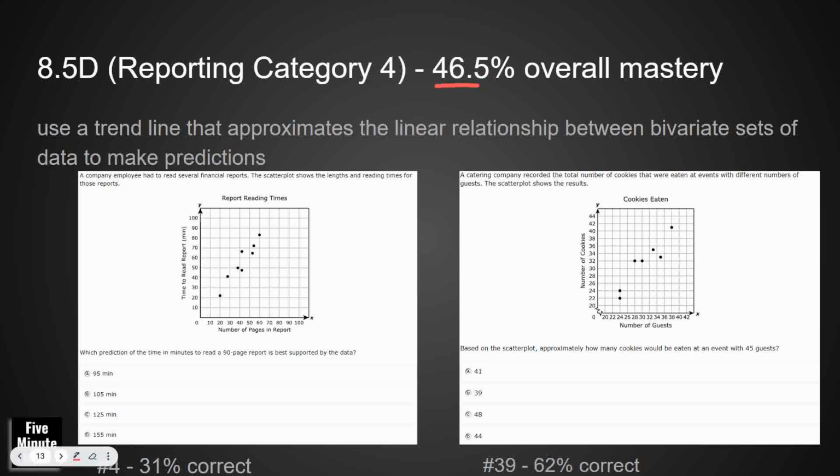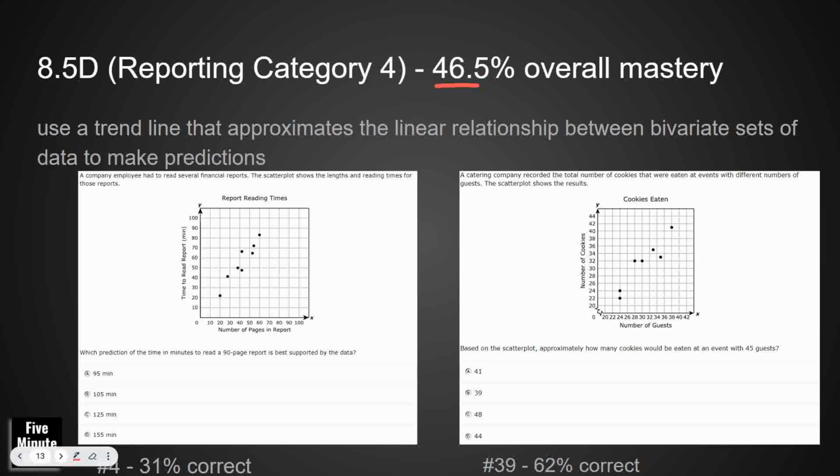We are using a trend line to approximate linear relationships between bivariate sets of data. So what we have here is, on number 4, you see we only had 31% correct. So that was the hard one. On 39, we did okay. So let's look at number 4. Which prediction of time is best for 90?